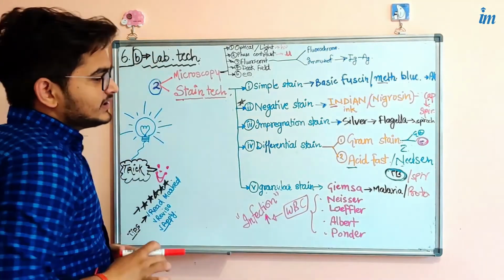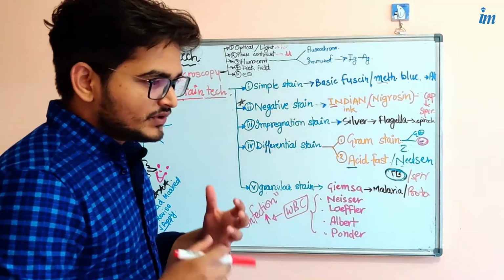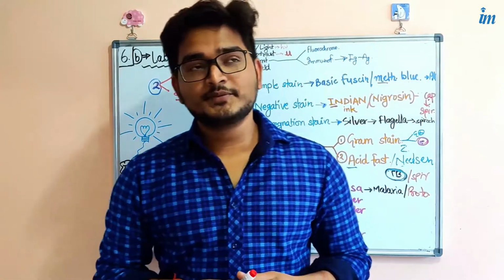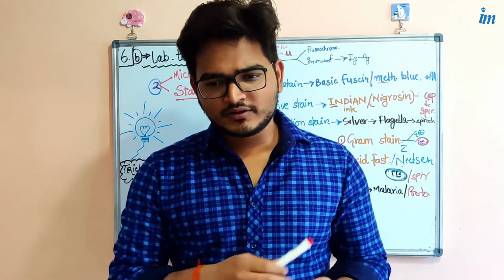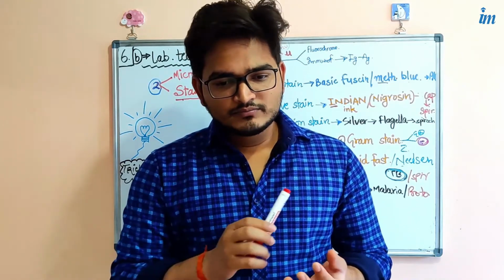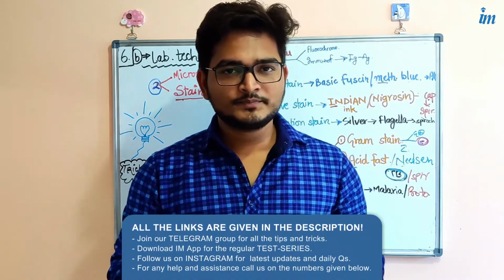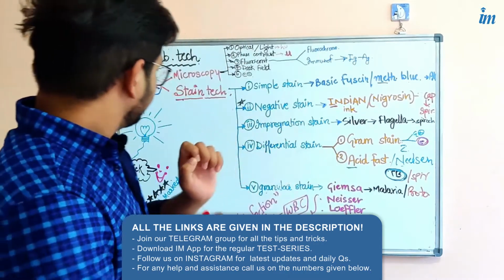Basically, lab technique is something which we do in the labs. Biological labs contain lots of apparatus, so keep in mind that there will be formaldehyde, microscopes and other appliances. Okay, so let's start with the staining technique.